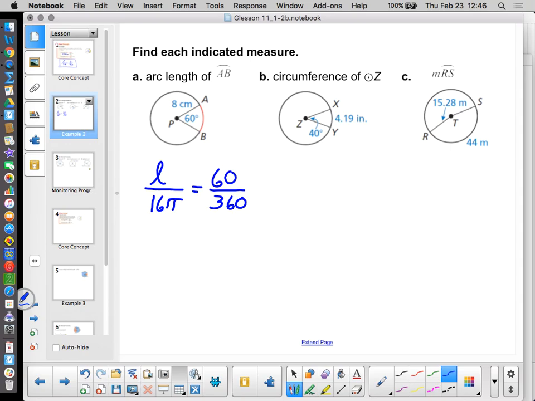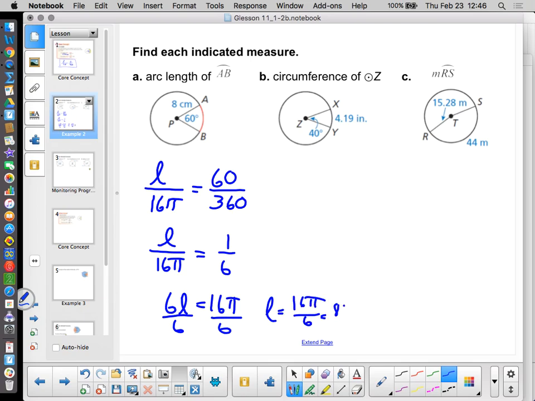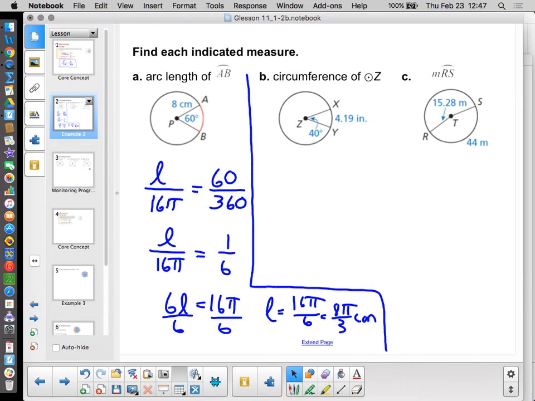To make life easier, I'm going to reduce this fraction. 60 over 360 is 1/6, equals arc length over 16 pi. When I cross multiply, I get 6 times the arc length equals 16 pi, and divide both sides by 6. Arc length equals 16 pi over 6, which I'd reduce to 8 pi over 3, and set my context centimeters. So the arc length is 8 pi over 3 centimeters. We could, of course, decimally approximate that, but with a nice whole number like that, being consistent with what we did yesterday, we aren't going to.